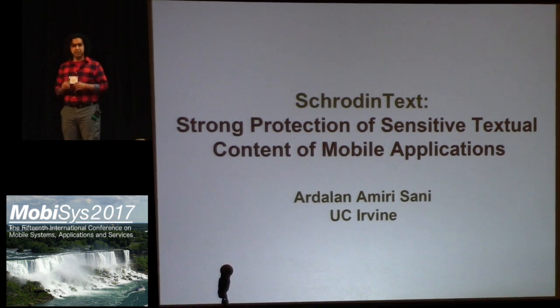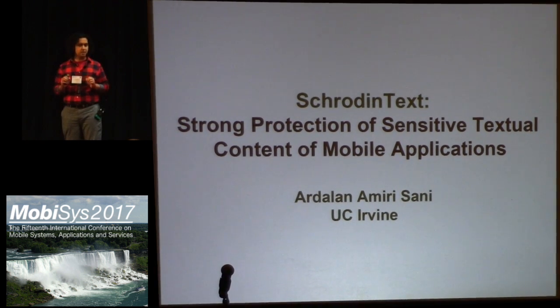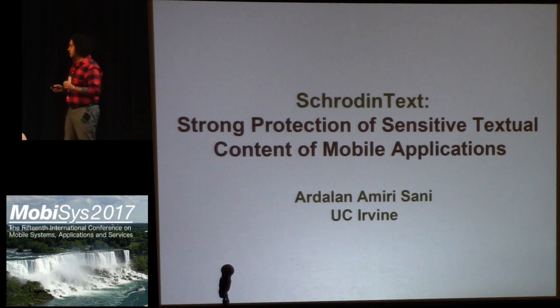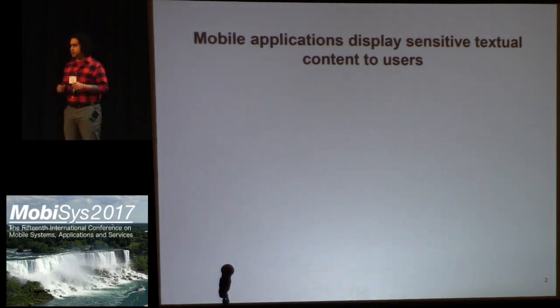So today I'm going to talk about SchrodinText, which is a system that protects the confidentiality of textual content on mobile applications. There are many applications out there that show some form of textual content, basically some text on the UI for the user to see.